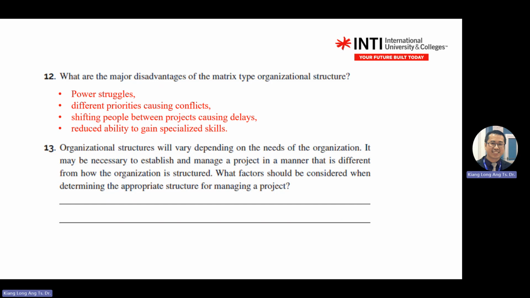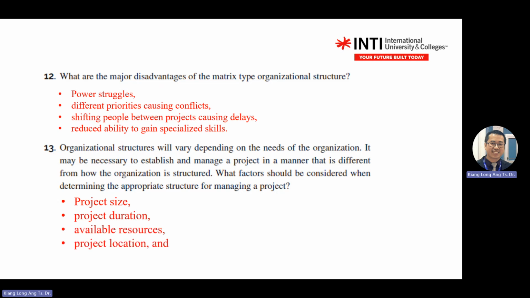13, organization job vary, and so on. What factors should be considered when determining the appropriate structure for managing projects? So this one is on factors. Usually the complexity, the size of the projects, the technology you have, all this.